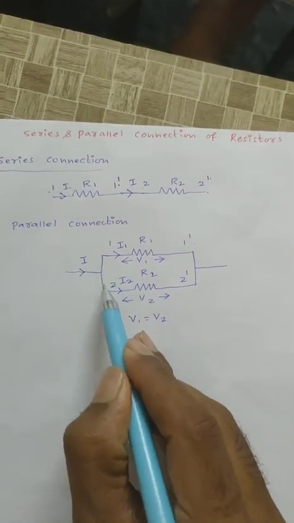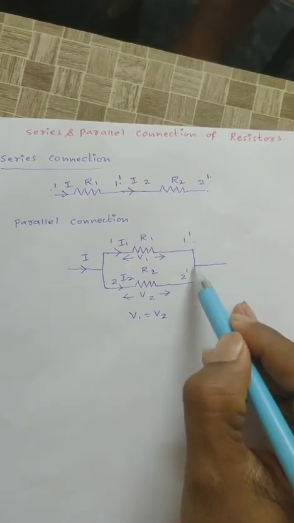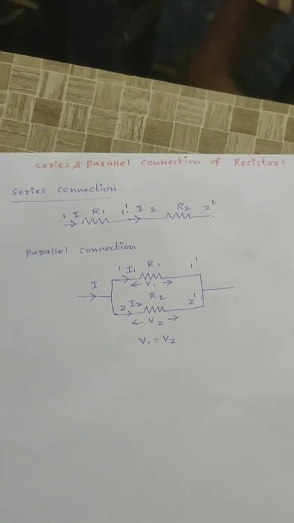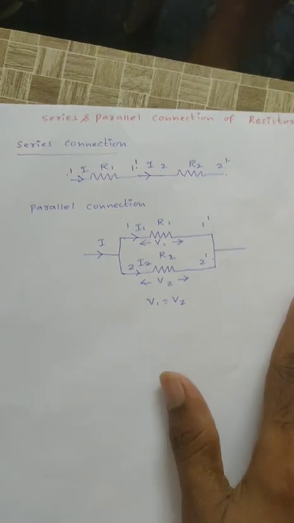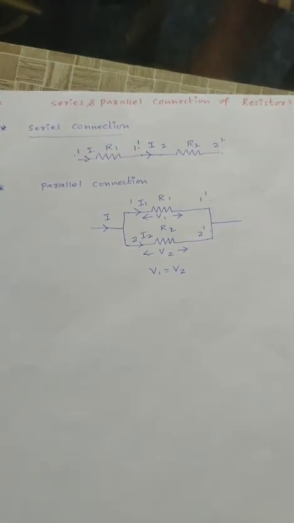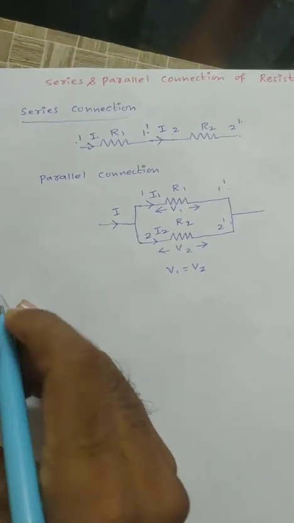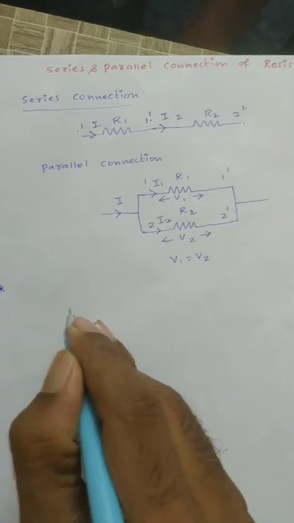Okay, if the starting ends are connected to a common point and the finishing ends of the two resistors are connected to a common point, then those two elements are said to be in parallel. Okay, that is about series and parallel connection. Now we will solve one or two problems, then you will have a clear idea about equivalent resistance.